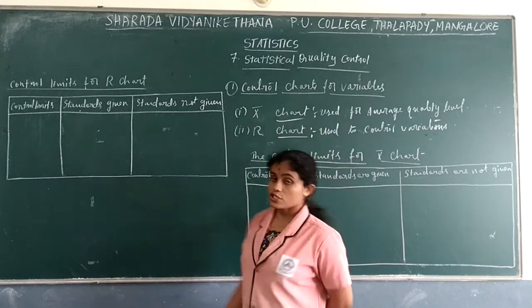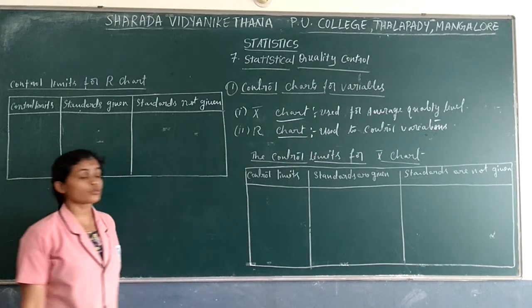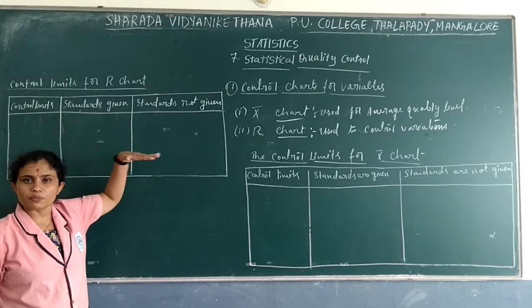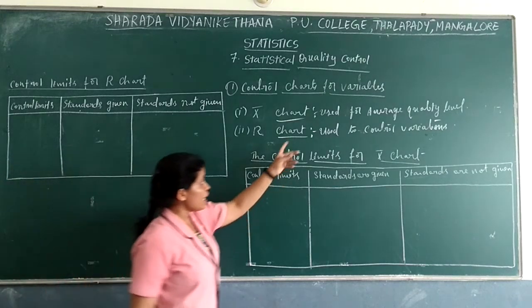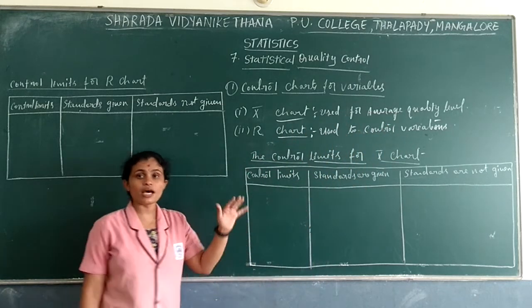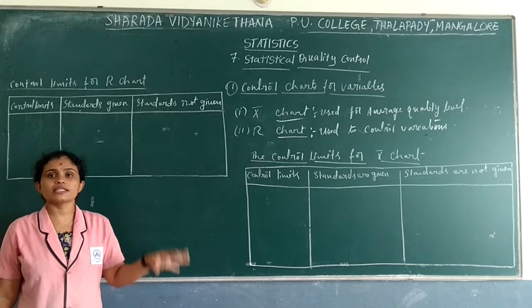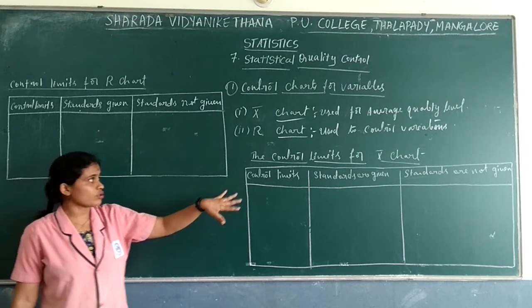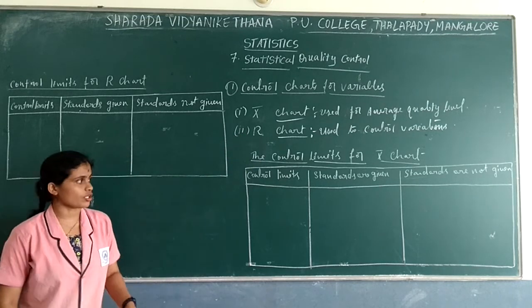Clear? The X bar chart is used to control the average quality level, the average in between the medium quality level. And the R chart is used to control the variations, to maintain the fluctuations between the upper control limit and the lower control limit.